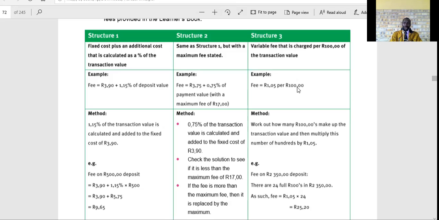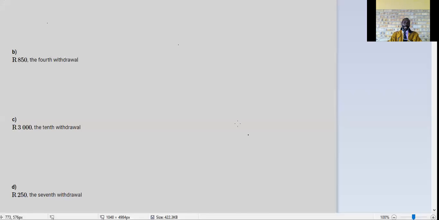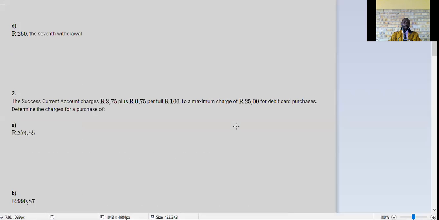Why do you do that? Because you want to find out the number of times 100 enters into 50,000. You always round up when you are calculating, should you get a decimal point. So that is how the calculation is done. That is a fairly comprehensive example of how the third structure can be calculated. Well, you could also have some other example, like in this case, we have question 2.